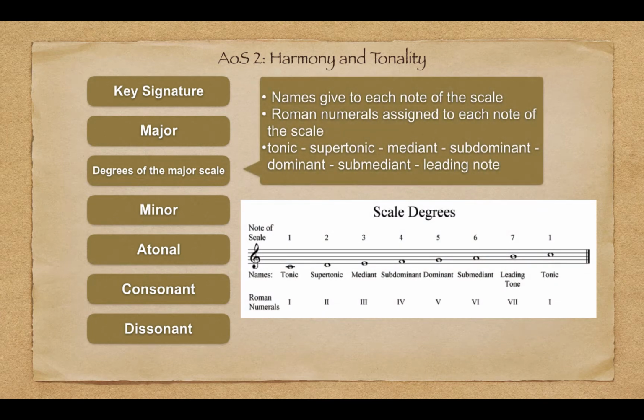Degrees of the major scale. There are names given to each note of the major scale. We also give Roman numerals to each note of the major scale, that are as follows. The first note is called the tonic, the second note is called the supertonic, the third is known as the mediant, the fourth is the subdominant, the fifth is the dominant, the sixth is the submediant, and the seventh degree of the major scale is known as the leading note. Remember that the leading note is always a semitone away from the tonic.